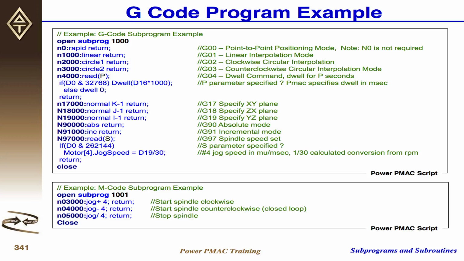So you're checking this. P is the 16th letter of the alphabet, right? It's the 16th letter of the alphabet. And the D0 register is the whole thing. P is the 16th letter.